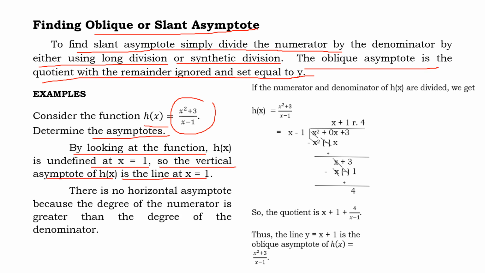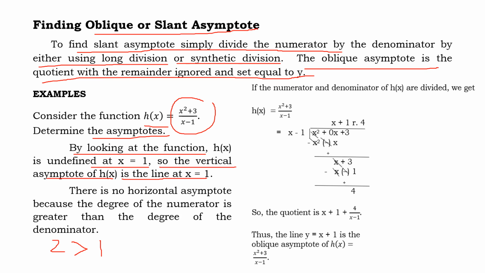In simple words, since 2 is the degree of your numerator, which is greater than the degree of your denominator, which is 1, then we can conclude that there is no horizontal asymptote. Then, if there is no horizontal asymptote, there is an oblique or slant asymptote.